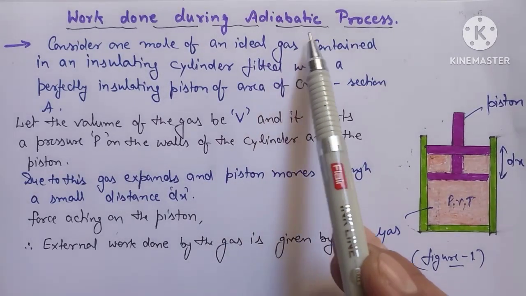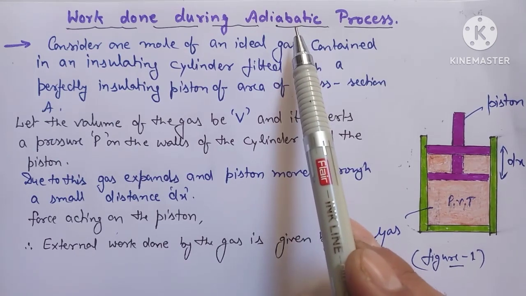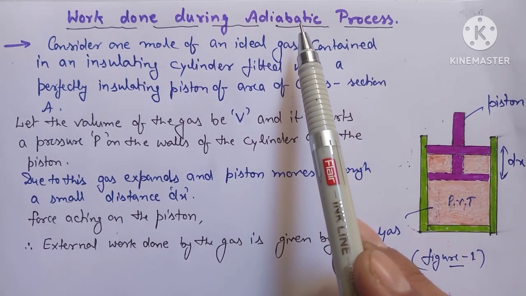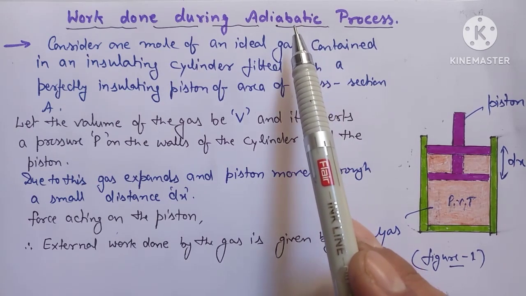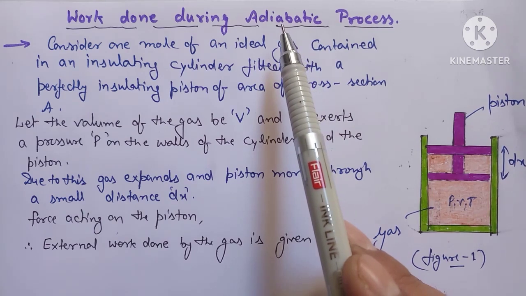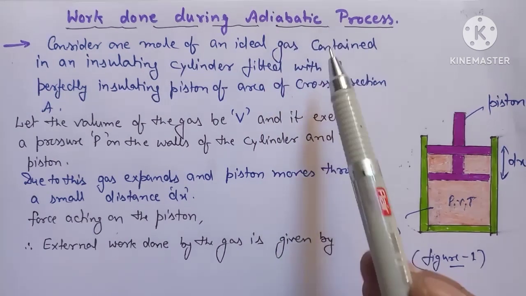Work done during adiabatic process. First of all, what is an adiabatic process? A process in which pressure, volume and temperature change, but there is no transfer of heat. That process is known as the adiabatic process.